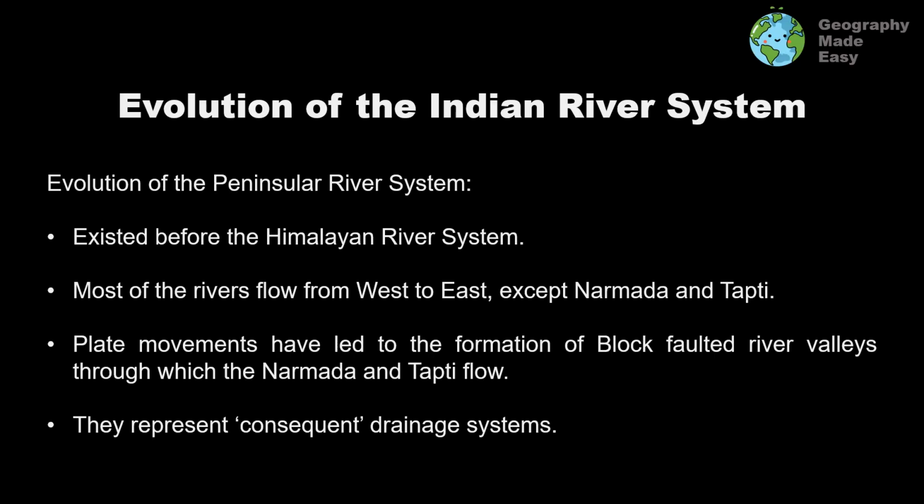Now let us look at the evolution of the peninsular river systems. The peninsular region, the Gondwana land, obviously existed much before the Himalayas. So the peninsular river systems are older than the Himalayan river systems. Most of the rivers follow the west to east pattern. They flow from the western part to the eastern part, that is the slope of the Deccan Plateau, with exceptions like the Narmada and Tapi.